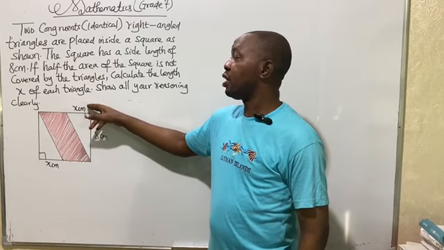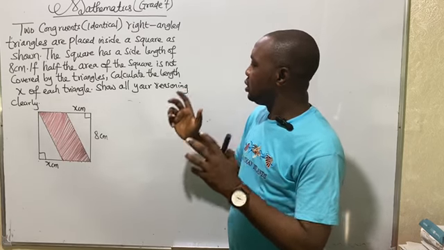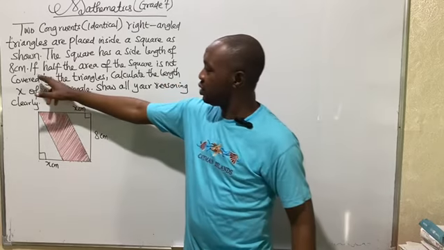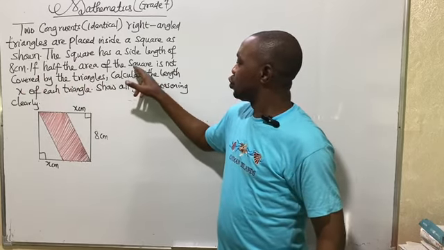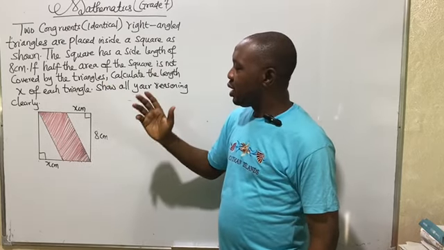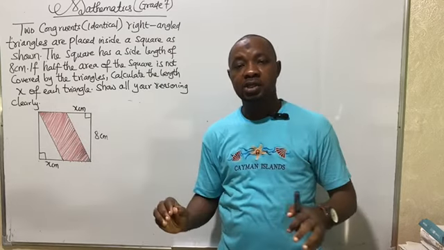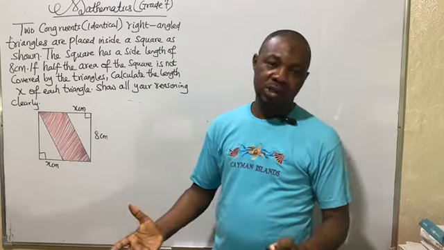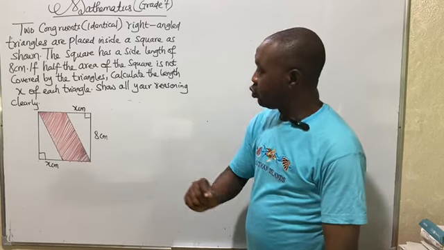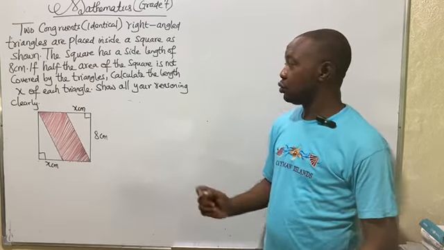Now, I think what is making it difficult for students to solve questions like this is that we have here: if half the area of the square is not covered by the triangles, calculate the length x of each triangle. Show all your reasoning clearly. When they say show all your reasoning clearly, that means you should show your workings, and you must be able to give reasons for each step. For every step you take, you must be able to state your reasons.